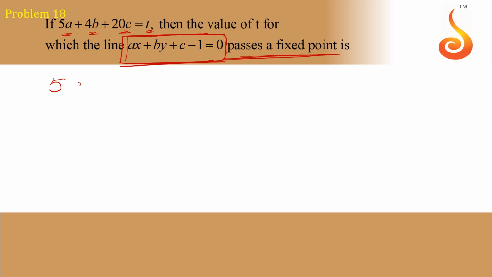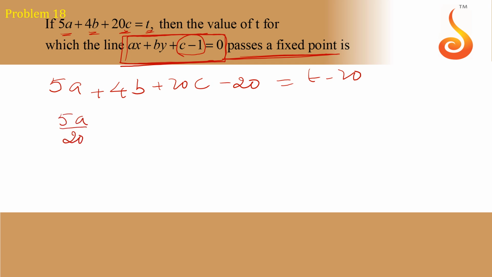What is the condition given? 5a plus 4b plus 20c, minus 20, because I want c minus 1 here in the place of the constant. So here also I should write, I'm subtracting 20 on both sides. Let us divide by 20. So 5a by 20 plus 4b by 20 plus c minus 1 equal to (t minus 20) by 20. So what did you get?